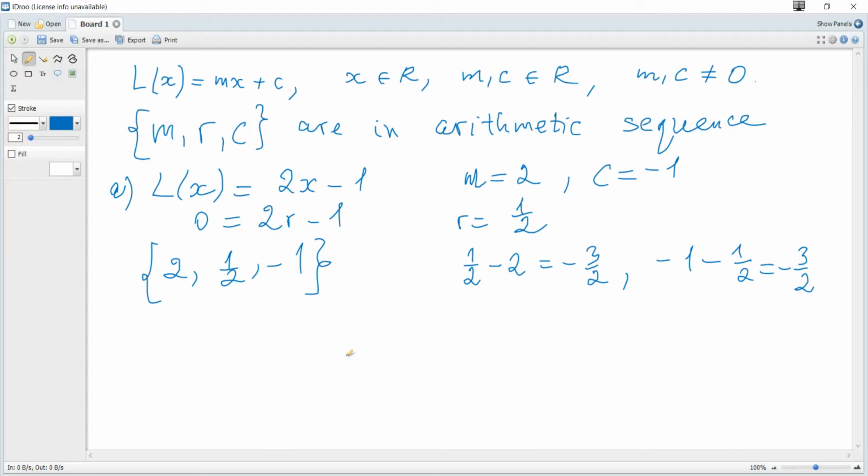Or another way is to use the next property for an arithmetic sequence. For example, 5, 10, 15, 20, you can see that any value is the average or mean of two adjacent values. For example, 10 is 5 plus 15 over 2, 15 is 10 plus 20 over 2, and you may use this property here.